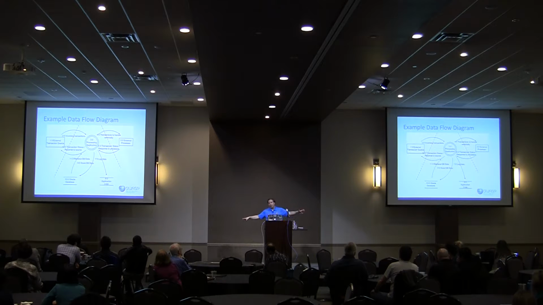We can see the box on the left and the box on the right. On the left, we see the external transaction source. On the box on the right, we have some external processor. And as we follow through this diagram, we start to get an idea of what's happening here.